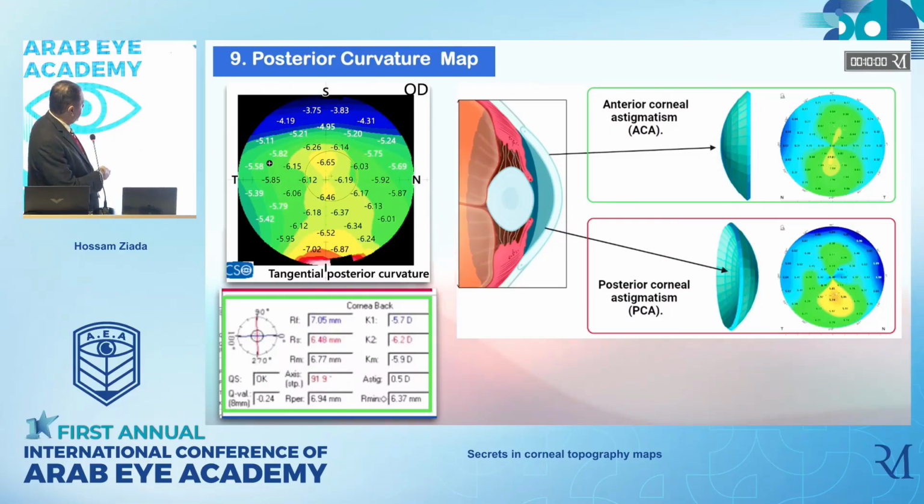And here, this is the numerical value regarding the Q1, Q2 of the back of the cornea. Also the quality, the Q value, which is very important. If you find that the Q value is higher in the posterior than the superior, it's a bad sign.